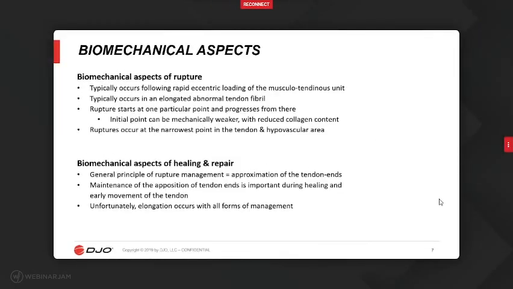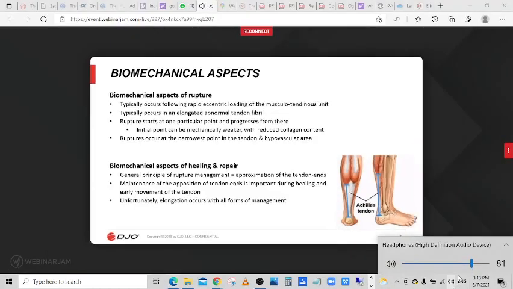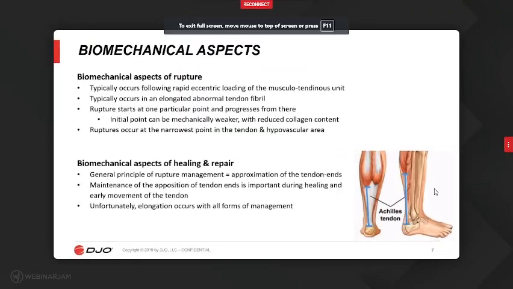Unfortunately, elongation occurs with all forms of management. On this image you can see an elongated tendon on the right side. So the tendon length is actually measured between the attachment on the calcaneus, so the bone, until the start of the muscle belly.